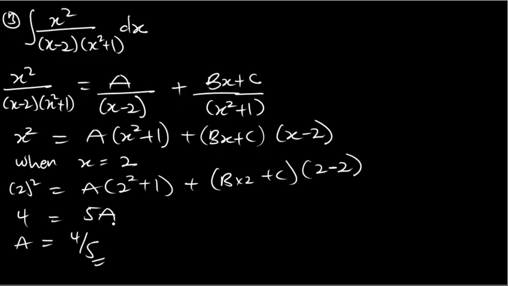How do we also get the other parameters? Looking at the equation, when x is equal to 0, this b will go, and we can find the value of what? C. When x is equal to what? 0.